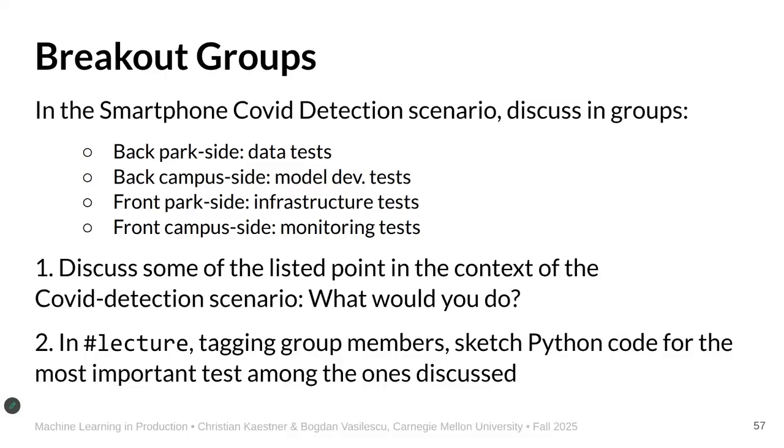And I want to divide you into 4 groups here with the 4 chapters of the paper. Think about data tests, like that section of the paper. What are the possible things you could test and what do you think is important? Maybe sketch a tiny bit of code of how you would actually test that. Doesn't need to be runnable code. Model development tests, infrastructure tests, and monitoring tests.